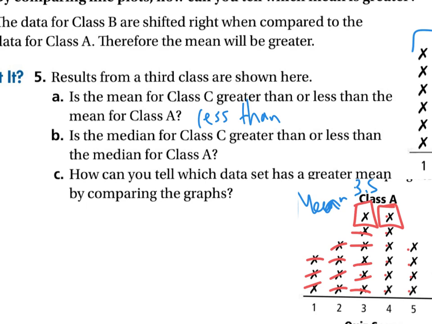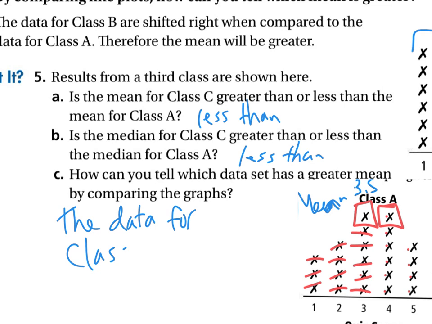And then part B: is the median for class C greater than or less than the median for class A? Same idea, so that would be less than as well. And then part C: how can you tell which data set has a greater mean by comparing the graphs? Basically, we could say the data for class C are shifted to the left.